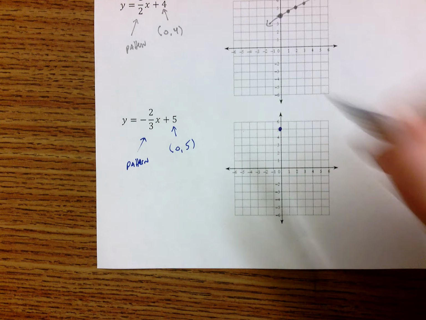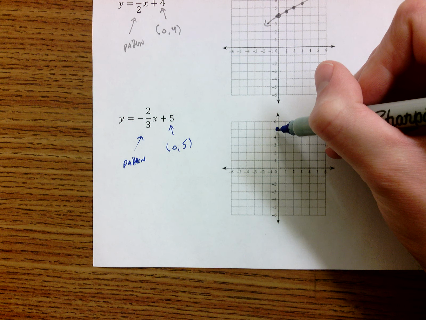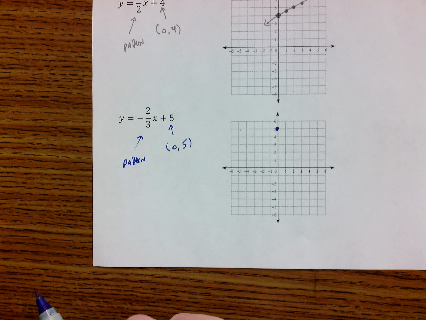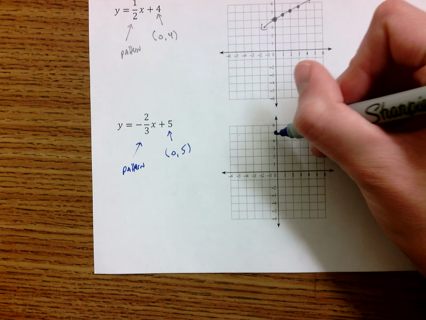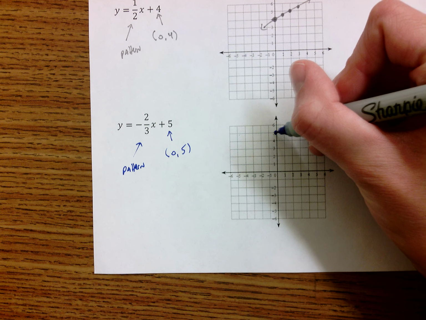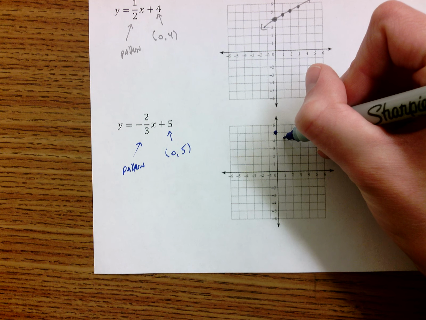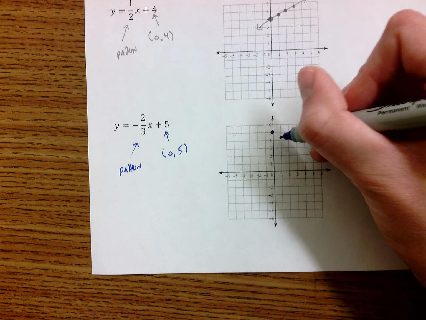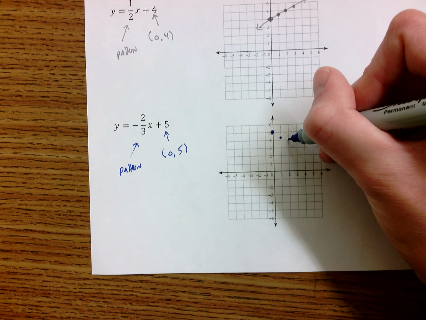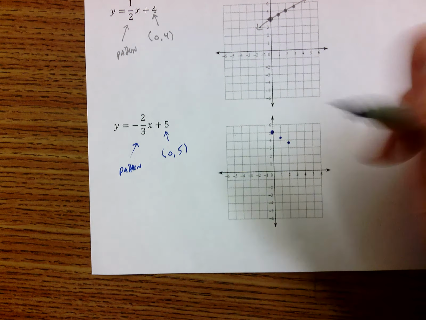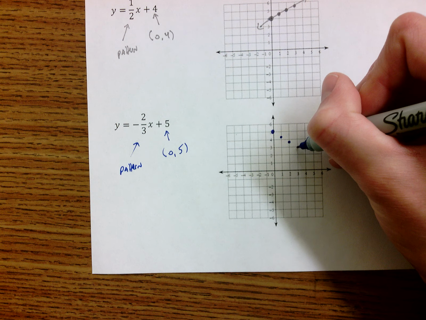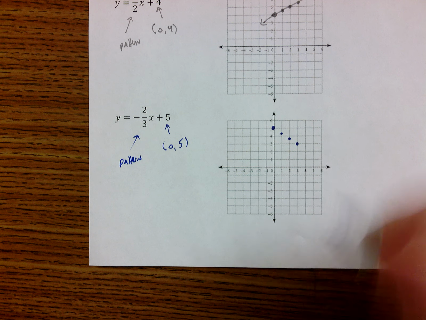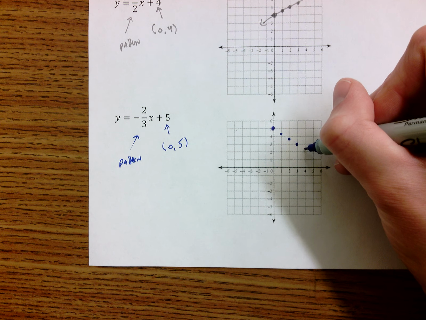Negative 2/3 means that every time I start from this point, to go over 1, I have to go down 2/3 of a square. Yuck. Down 2/3 of a square is not going to be a whole number. So I'm going over 1, and then I'm going down 2/3. It's about, I don't know, there-ish. And then when I go over 1 and go down 2/3, so there's a third, there's another third, it's about there-ish. Go over 1 and go down 2/3, that's going to get me back to a nice spot. Right? Go over 1, down 2/3.